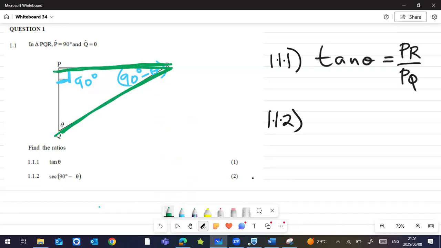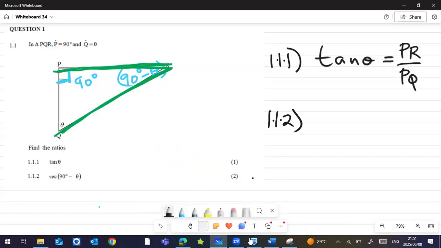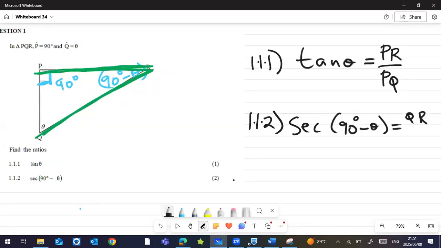So the hypotenuse for 90 minus theta is that QR, and the adjacent is that PR. So what I will write now to answer this question, one will say here secant of 90 degrees minus theta will then equal QR, which is the hypotenuse for that 90 minus theta, all over PR. So that will be our answer for 1.1.2.